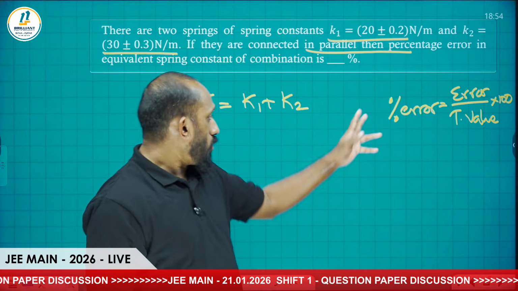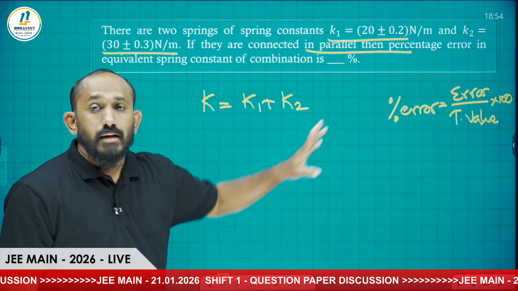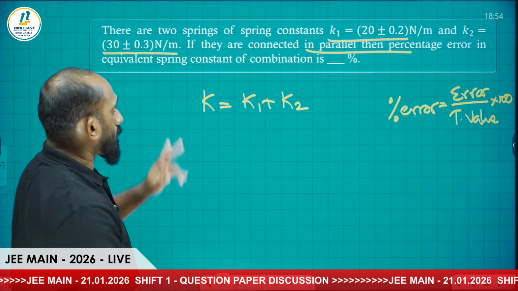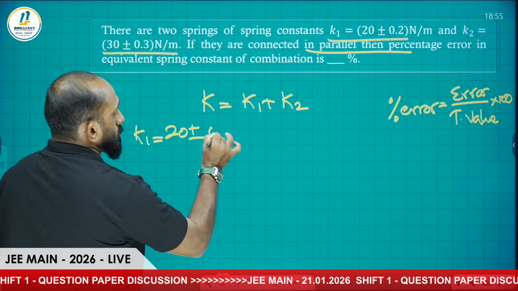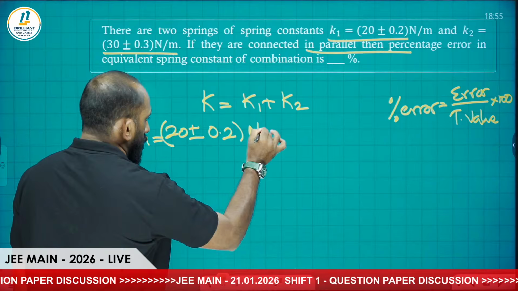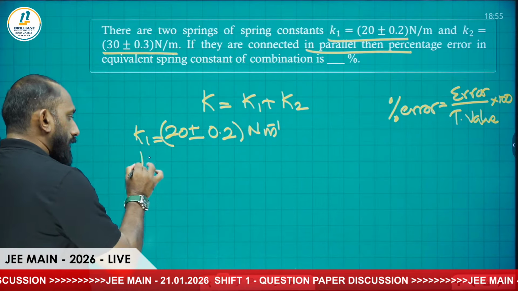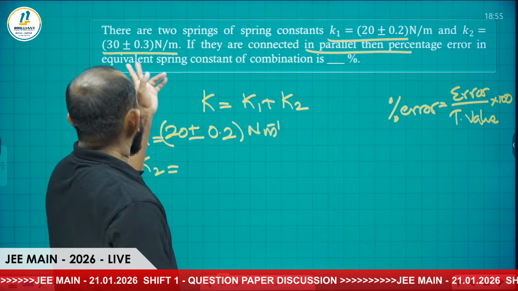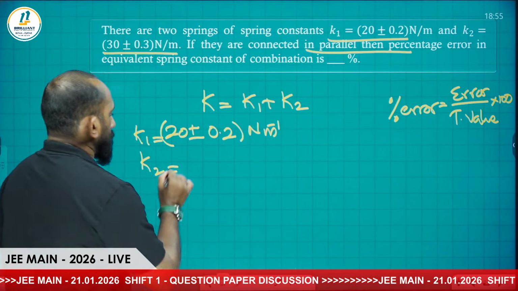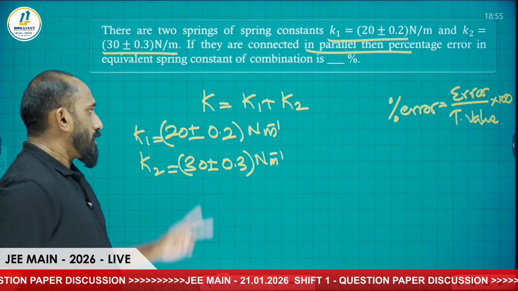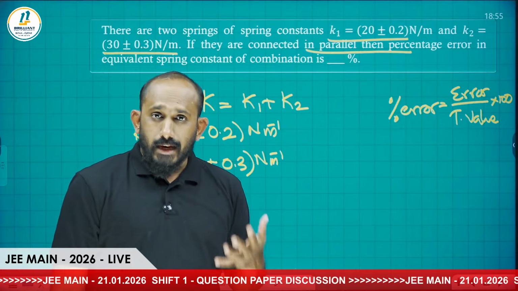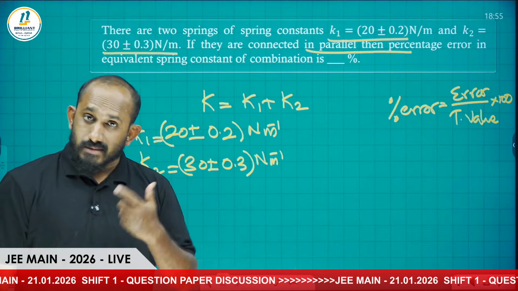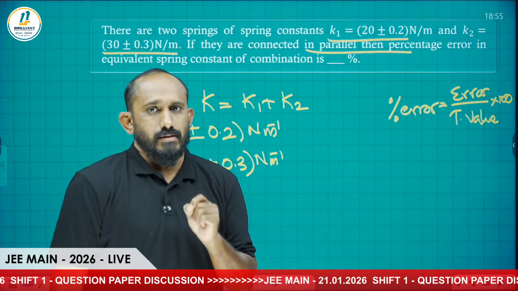There's a percentage error. So we can ask: what is the error in the spring constant? Here K1 is equal to 20 plus or minus 0.2 Newton per meter, and K2 is 30 plus or minus 0.3 Newton per meter. If you add two measurements, then the absolute error in the result is the sum of the individual errors.